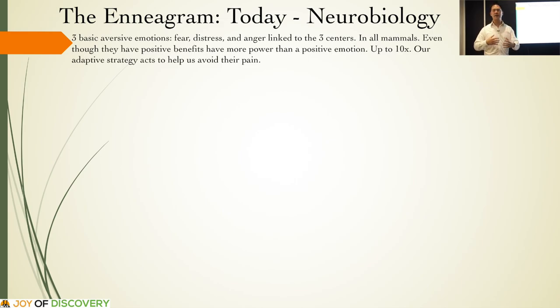And so the adaptive strategy that you learn and develop into each of the nine types actually becomes a type structure. The structure is there to prevent you from experiencing these emotions that can cause you pain.